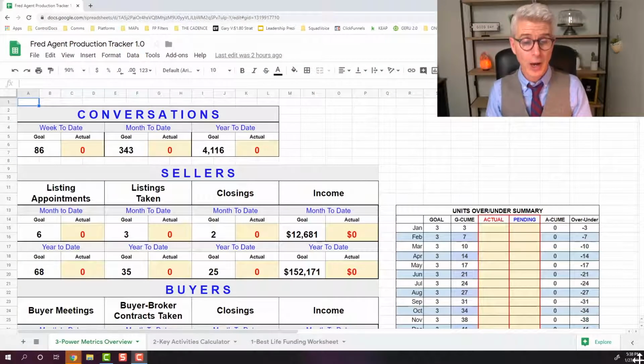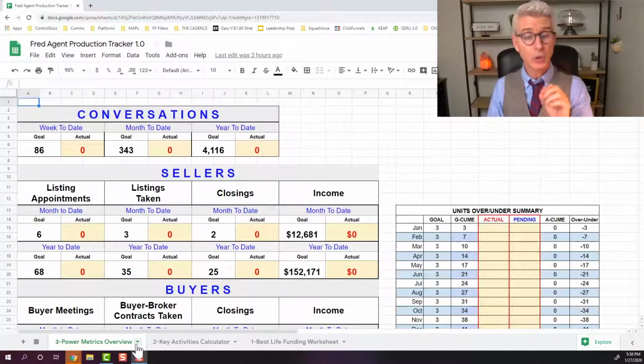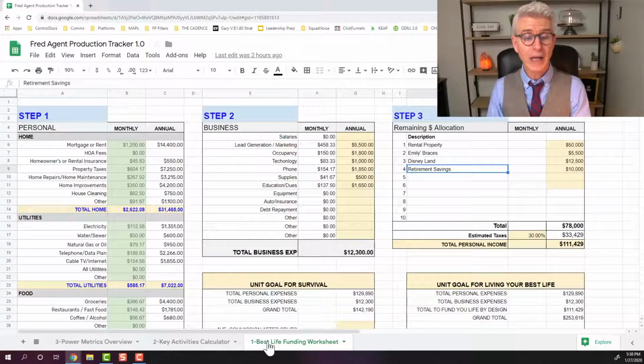Okay, so we're working in your Agent Production Tracker, and just to review, your tracker has 3 tabs: your Best Life Funding Worksheet, your Key Activities Calculator, and your Power Metrics Overview. And in this tutorial, we're going to be going over the Power Metrics Overview, but just to quickly review, you fill out your Best Life Funding Worksheet.